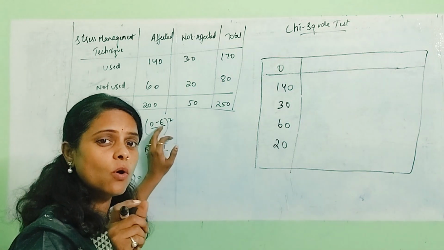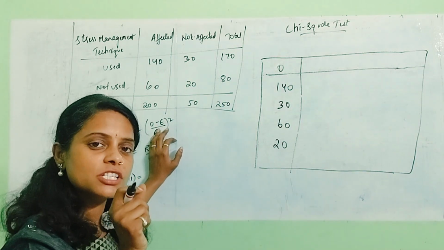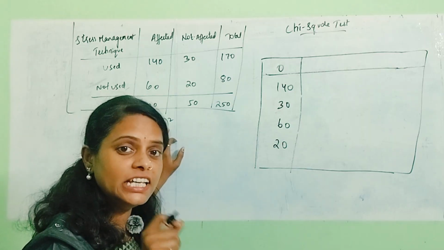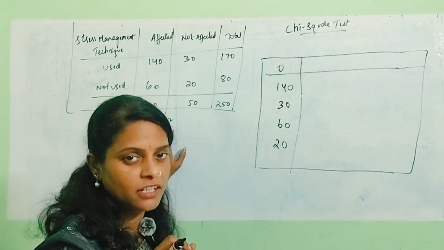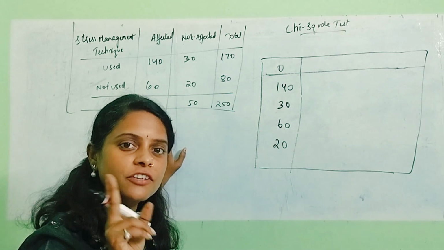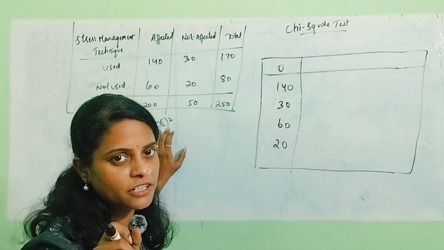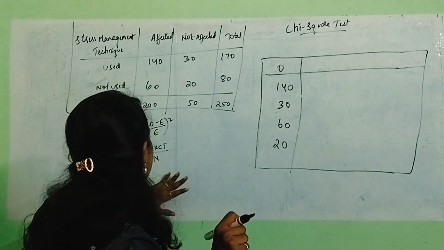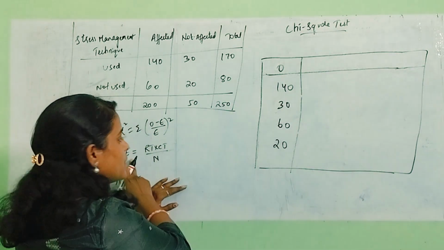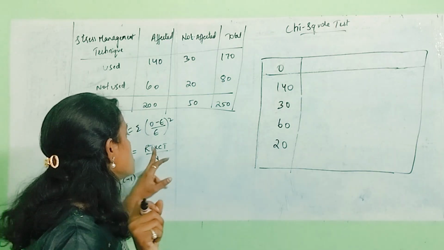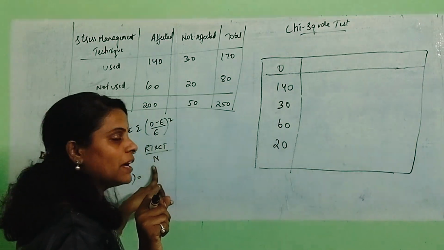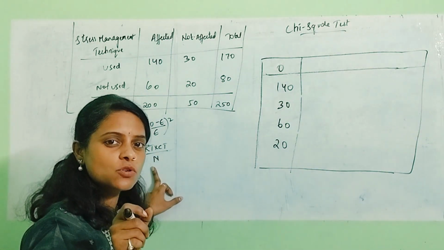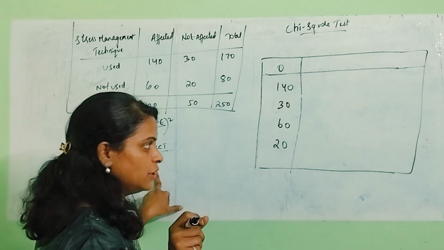square by E. So what is O? O is nothing but the observed frequencies, which are given in the question, and E is the expected frequency. So what we have to find out is the difference between the observed and the expected frequency. So how do we find the expected frequency? We have a formula for that: RT into CT by N. It means row total into column total by N value.